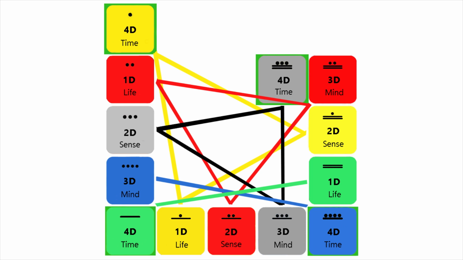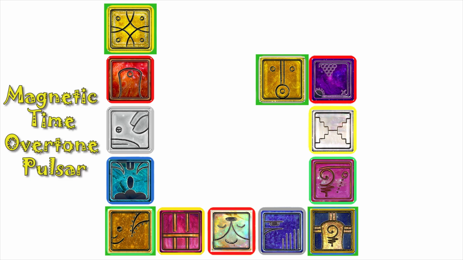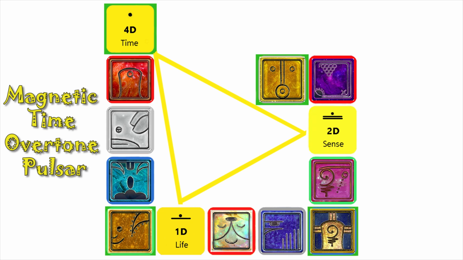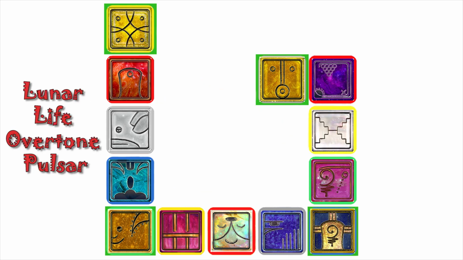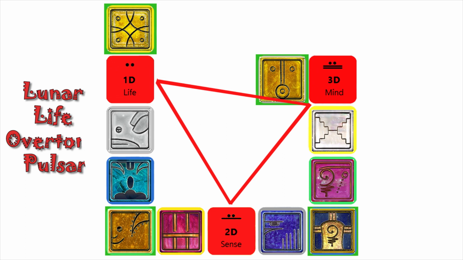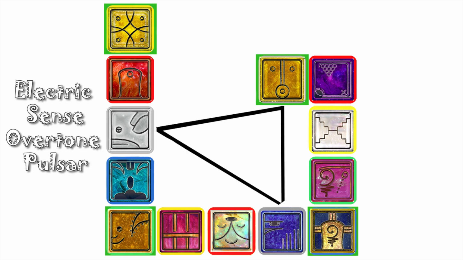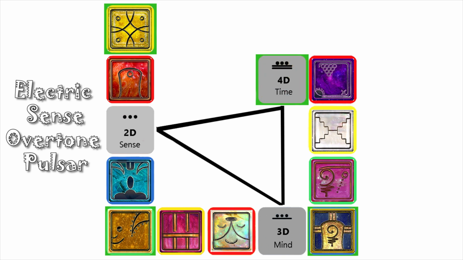the cross-dimensional time structures. Using our example of the yellow star wavespell, the first magnetic time overtone pulsar consists of the yellow star, red skywalker, and white mirror bridging the 4th, 1st, and 2nd dimensions. Then, in the lunar life overtone pulsar, we have the red moon, white wizard, and blue storm bridging the 1st, 2nd, and 3rd dimension. Then, in the electric sense overtone pulsar, we find the white dog, blue eagle, and yellow sun bridging the 2nd, 3rd, and 4th dimension.